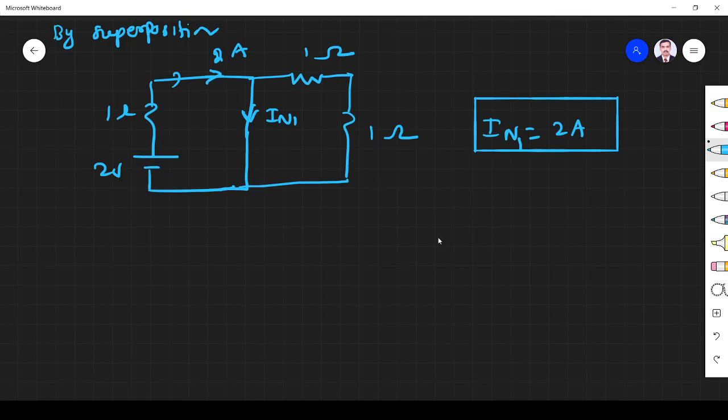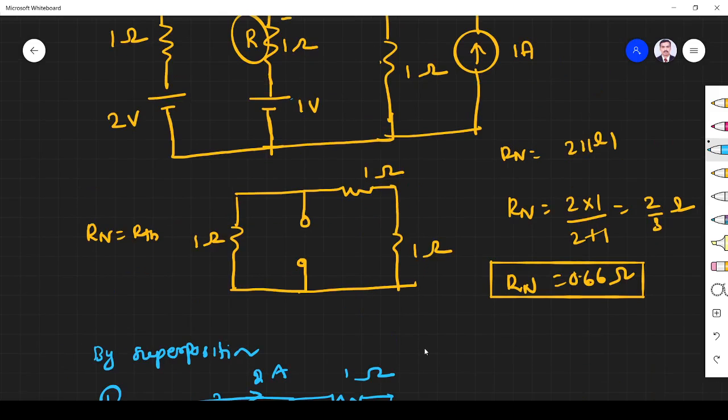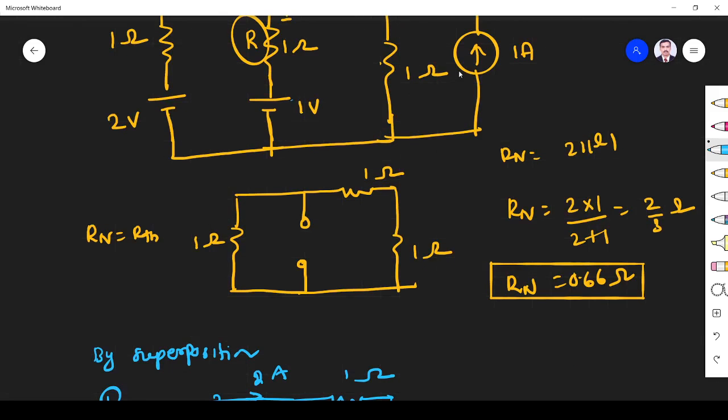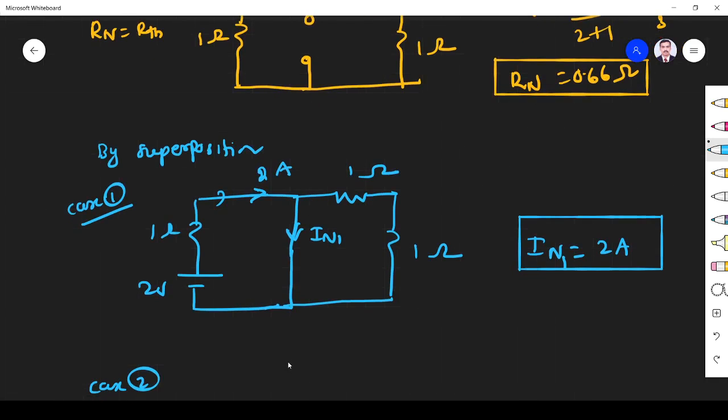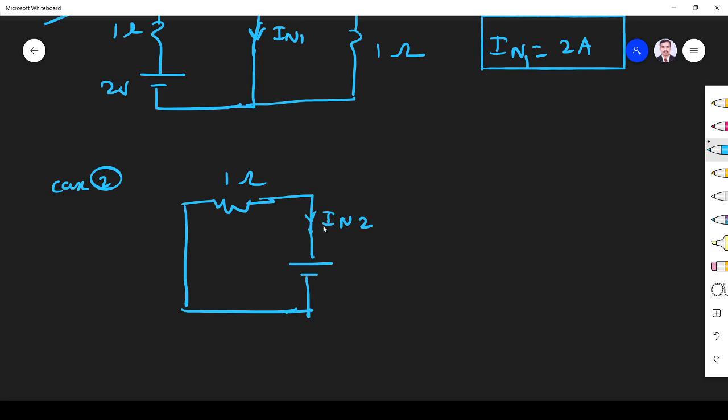So the circuit will become case 2. This will become short, this will become open, this resistor will be there. Okay, so here we have a 1 ohm resistor, the voltage source will be shorted. This is current IN2, keeping this source as it is. This source is 1 volt. Here we have 1 ohm and 1 ohm.